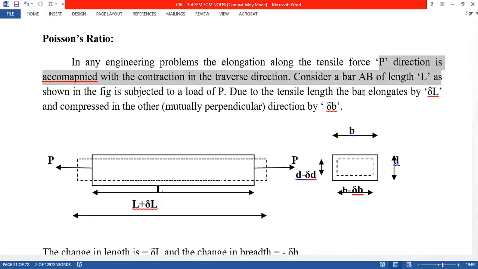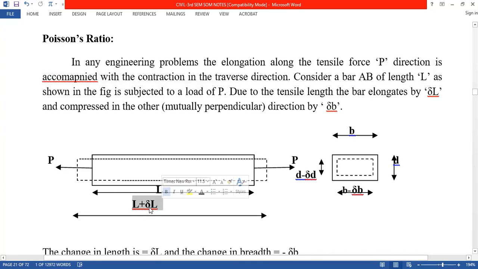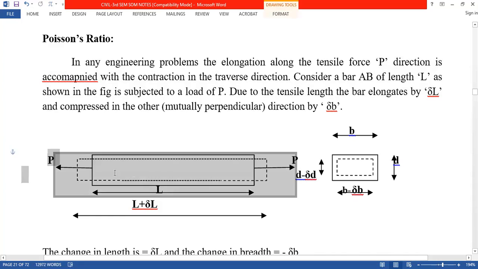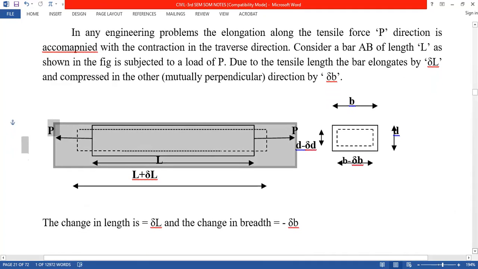Consider a bar AB of length L, as shown in the figure, subjected to load P. Due to the tensile load, the bar elongates. The initial length was L. Whenever we apply a tensile load, the length of the bar increases to L plus delta L. You can see the initial length of the bar here, and after application of the load the length has moved from here to here. Delta L is nothing but the deformation, along the X direction.